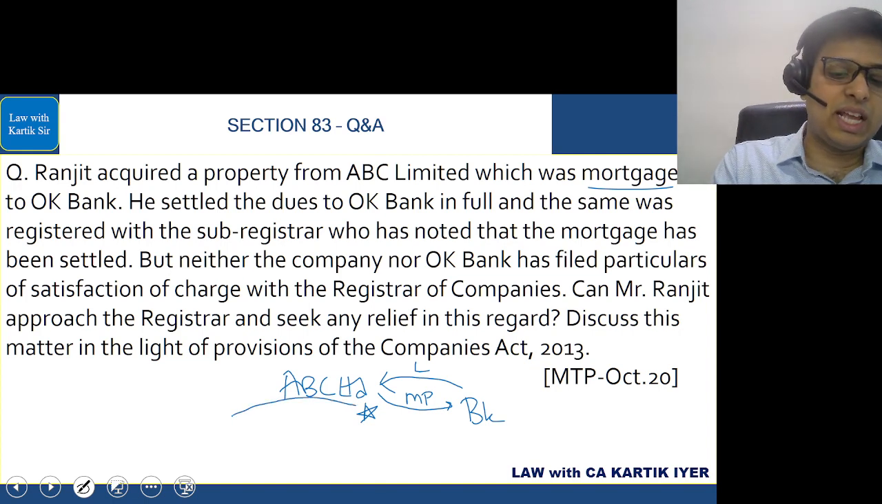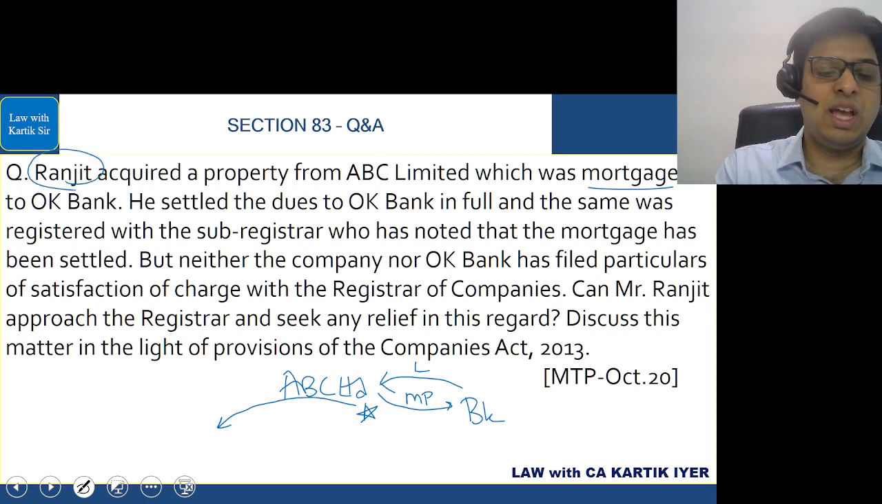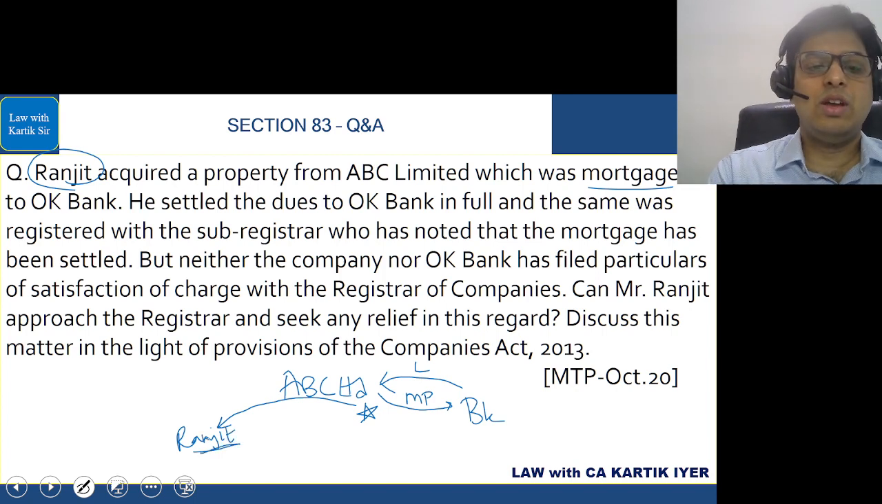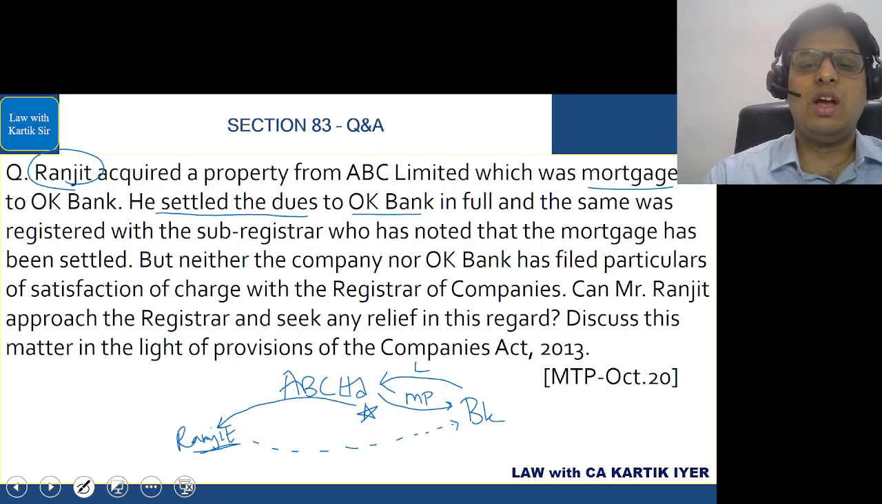And ABC Limited then sold this property to another person, that is Ranjit. So Ranjit in this case got the property. He settled the dues to OK Bank. Ranjit, as per the agreement, paid off the entire loan amount to the bank. The arrangement between ABC and Ranjit was such that Ranjit had to pay the loan amount, so Ranjit has paid the loan amount now. He has settled the dues to OK Bank in full, and the same was registered with the sub-registrar, who has noted that the mortgage has been settled.